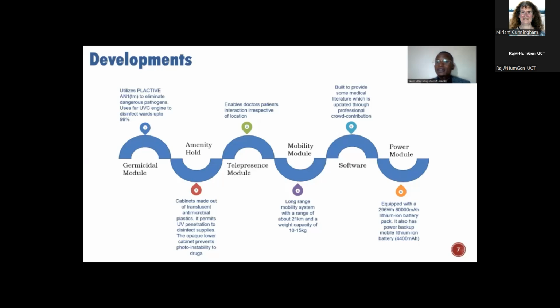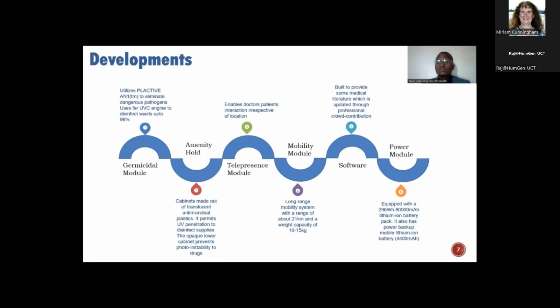So developments, as I had earlier indicated, we are using cutting-edge materials like Practive N1 plastic that disinfects the device body up to 99.9%, whether viral or bacterial. It also comes with a UVC engine, and this is in a package called the germicidal module. And we have the amenity hold. The amenity hold contains drugs, masks for disinfection, and so on. Then we have the telepresence module that facilitates remote patient monitoring and remote patient care. Then we have the mobility module.